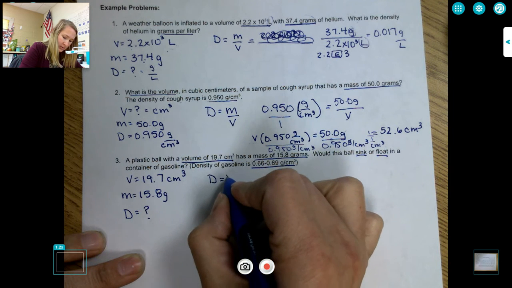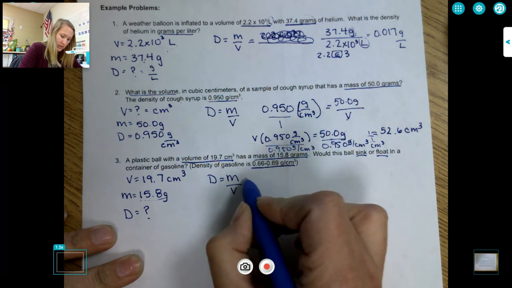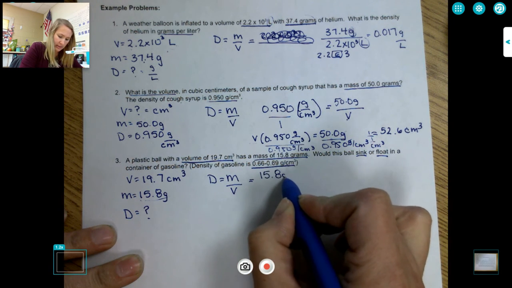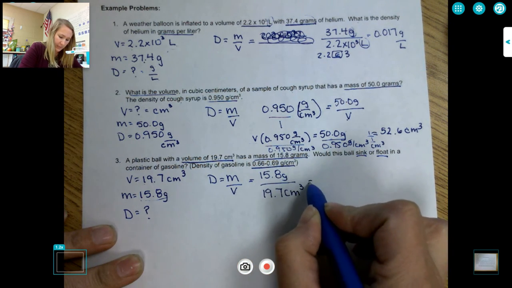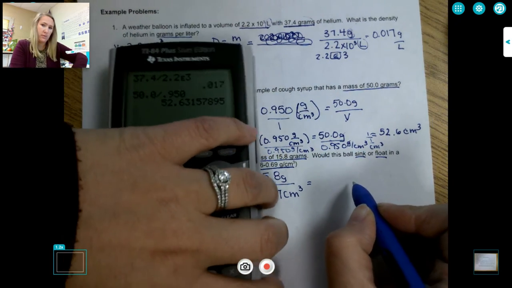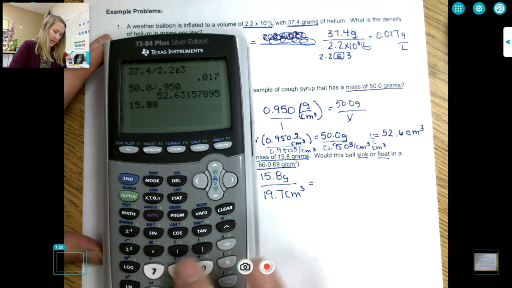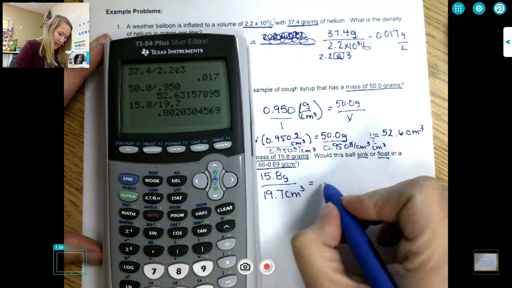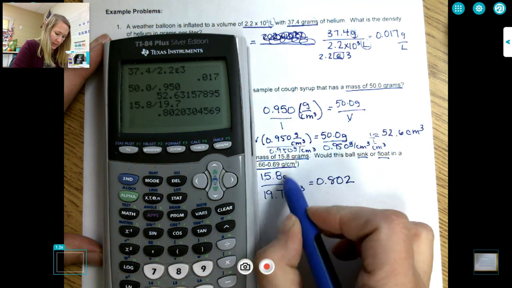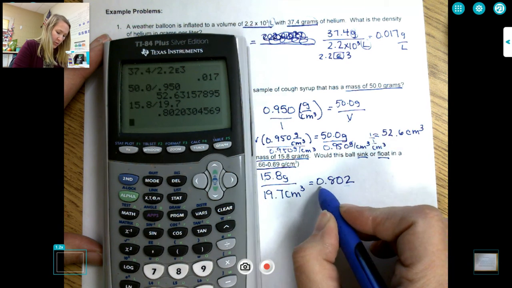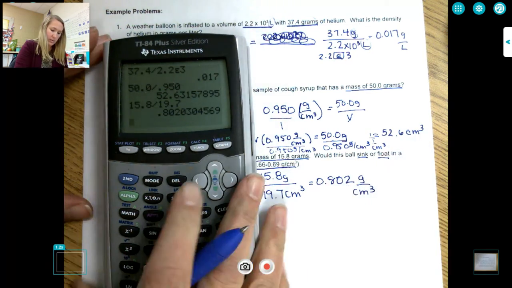Remember that density is equal to mass divided by volume. I plug in my variables. 15.8 grams goes with my mass, divided by my volume of 19.7 centimeters cubed. I plug this in my calculator. 15.8 divided by 19.7. I get 0.802. 3 sig figs here, 3 sig figs here, 3 here because this beginning 0 doesn't count. Units of grams divided by centimeters cubed.